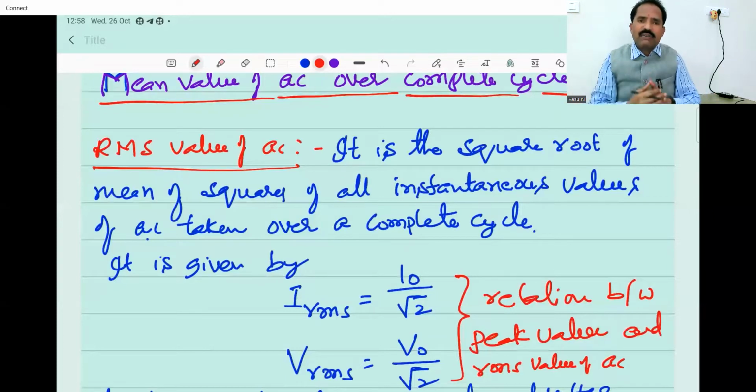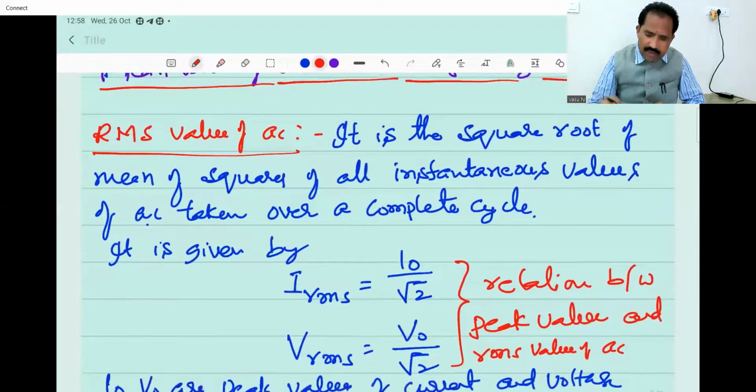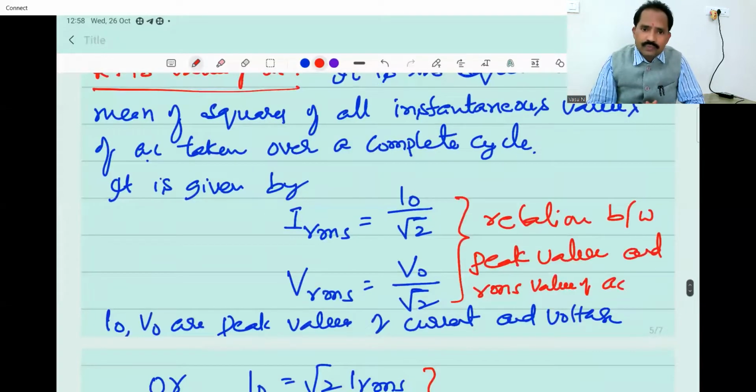So, what is the relation between I_RMS and the peak value? I have given it: I_RMS is equal to I naught by root 2 and V_RMS is equal to V naught by root 2. No derivation for you, just mention the equations. What is I naught? Peak value of current. What is V naught? Peak value of voltage. What is I_RMS? RMS value of current. Or V_RMS, that is the RMS value of voltage.